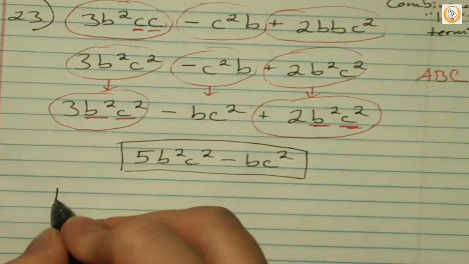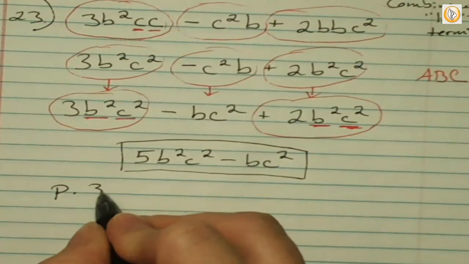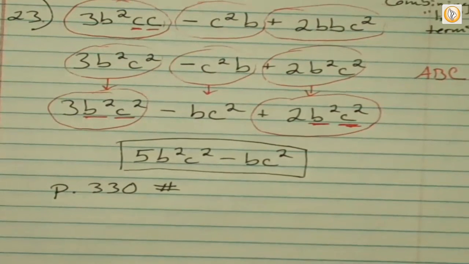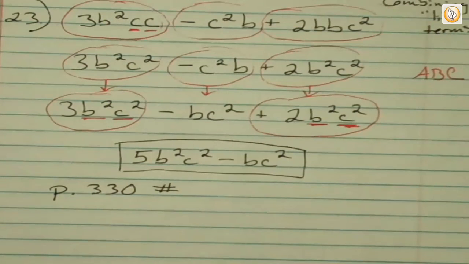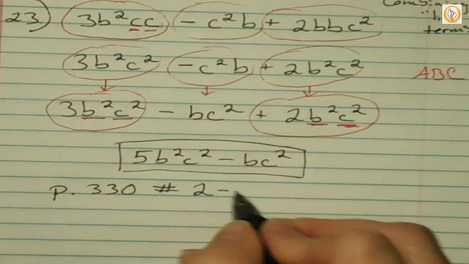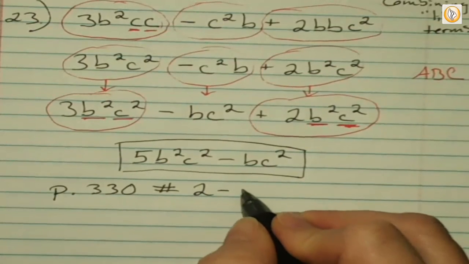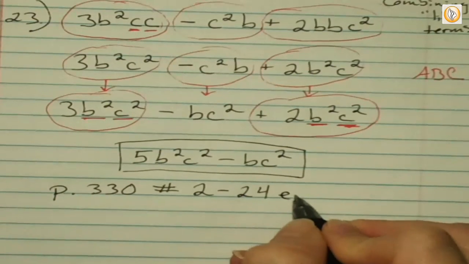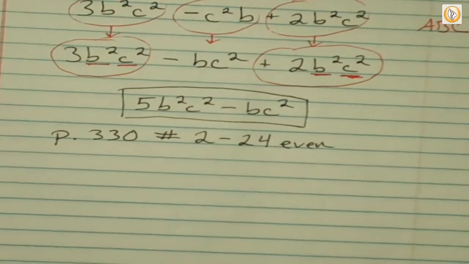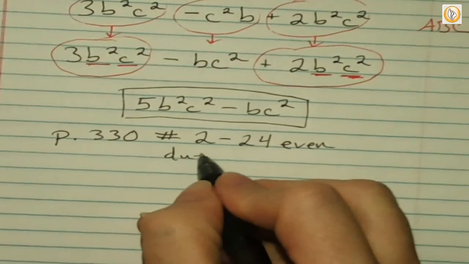All right. I'm going to write this so people that understand can get started. And then the rest of you that have questions, I'm all yours. You're going to do 2 through 24 even. Everyone's going to do the same problems because it seems to be challenging for everyone. This is due Friday.